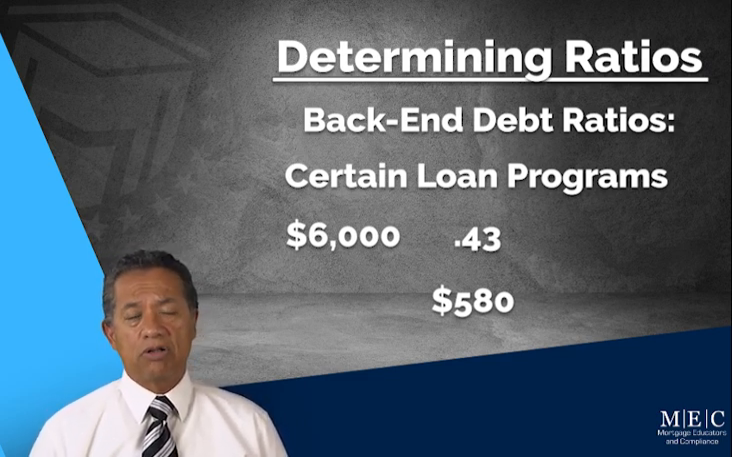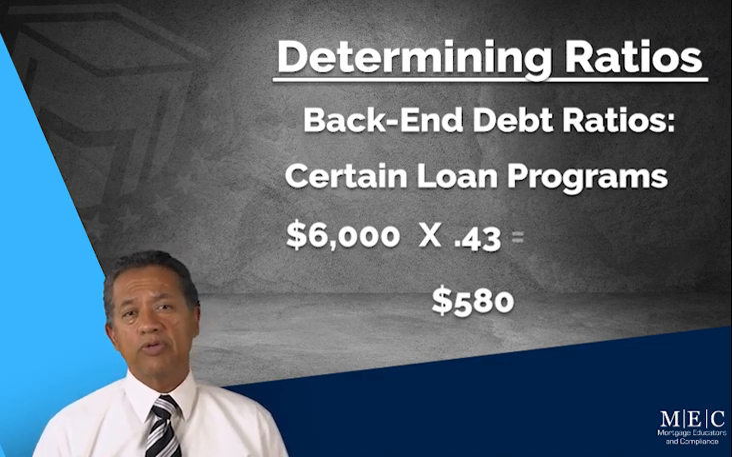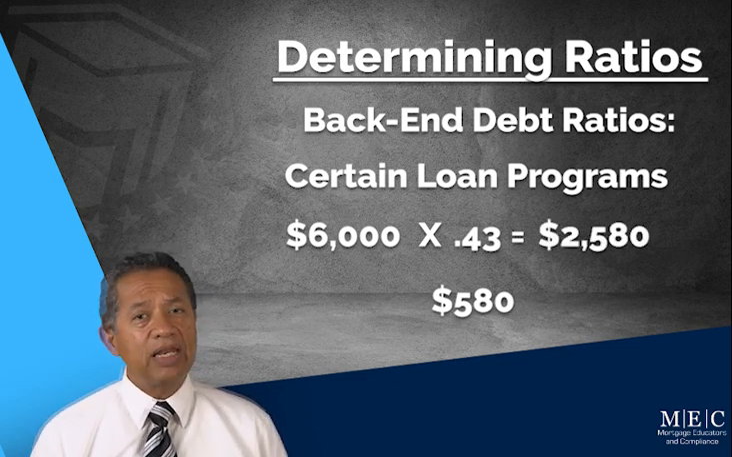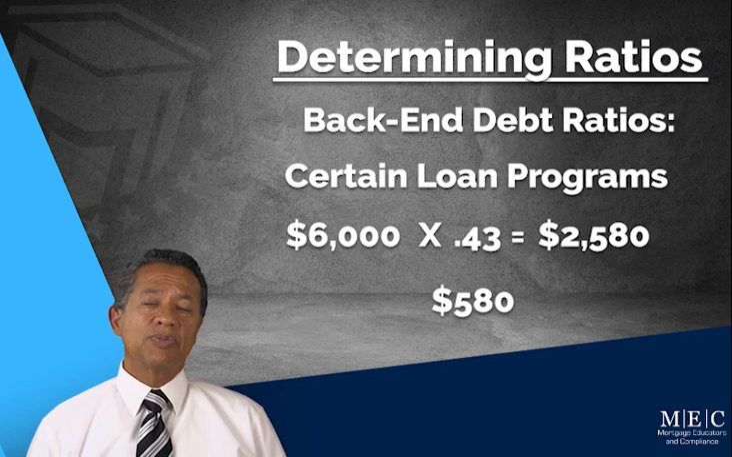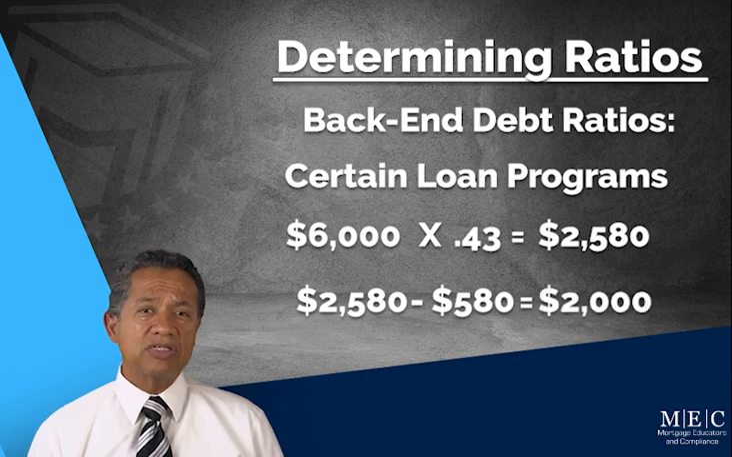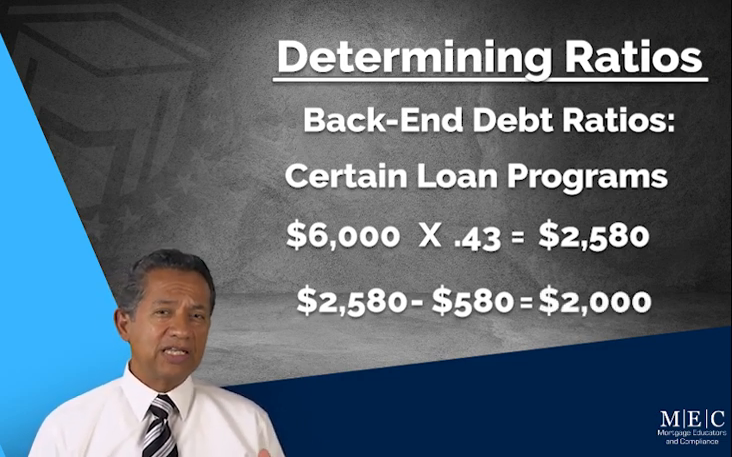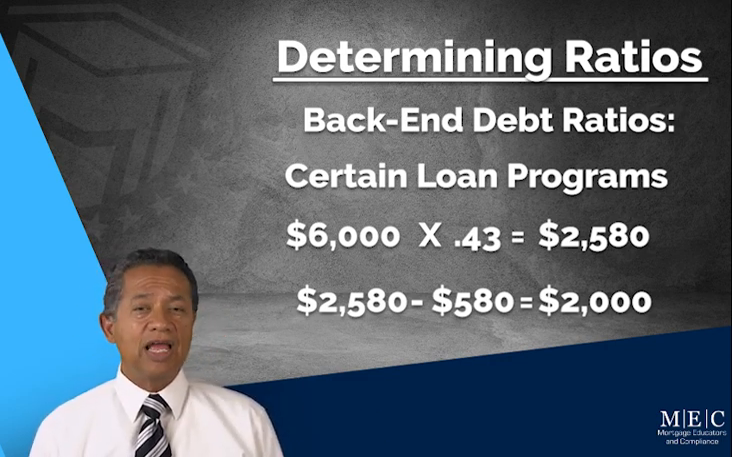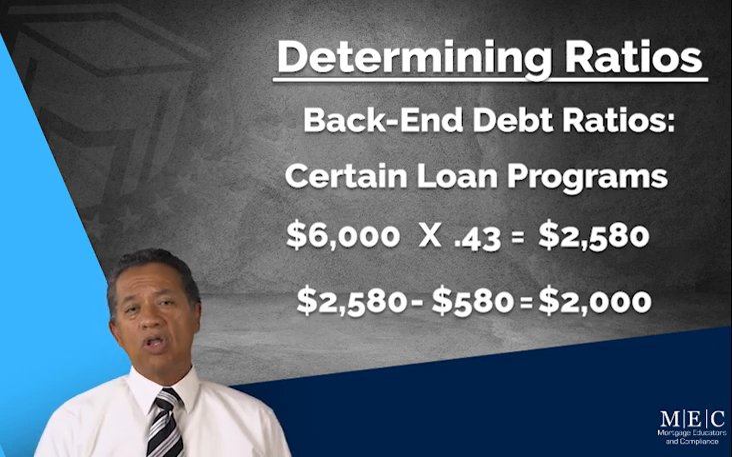So let's take our $6,000. We're going to multiply it by 0.43 to get 43%, and that 43% is $2,580. Still have the same debts. So we're going to subtract $580 in debts, and the borrower now qualifies for a $2,000 a month housing payment. Do you see the difference? We went from $1,580 to $2,000, but then again, it's VA and not everybody's a veteran, okay? So loans that exceed 43% may be considered non-qualifying mortgages or non-QM loans. The allowable DTI will change based on the loan program.